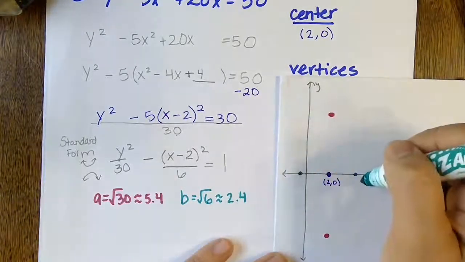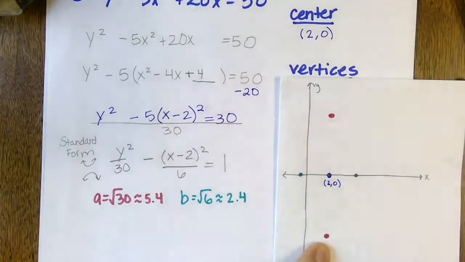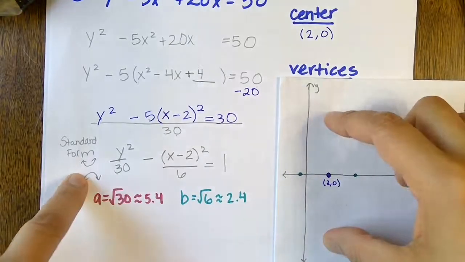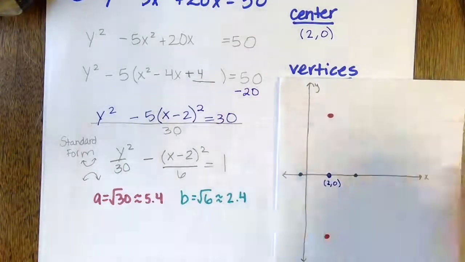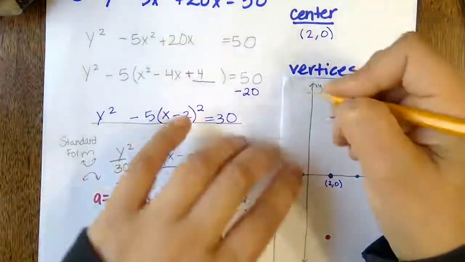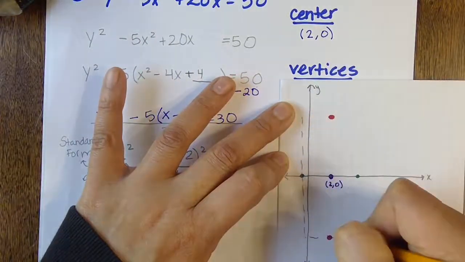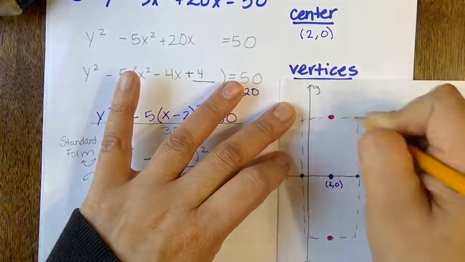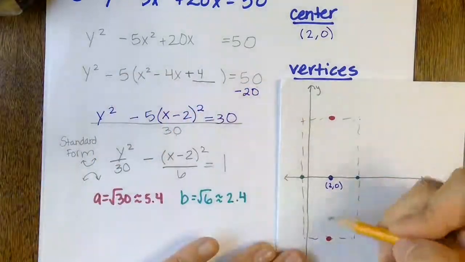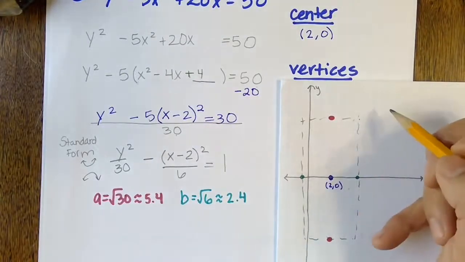Now this is really important because you know that your vertices are going to be these, the same way as the orientation. But this will actually give you your guide for drawing your graph. Okay, so there's your box. You're going to use those values right there to draw a line.